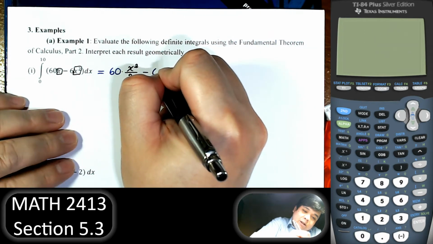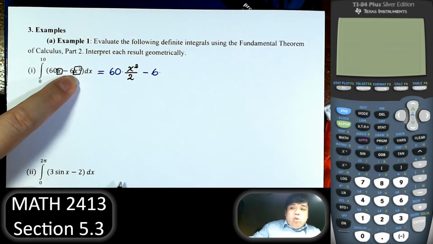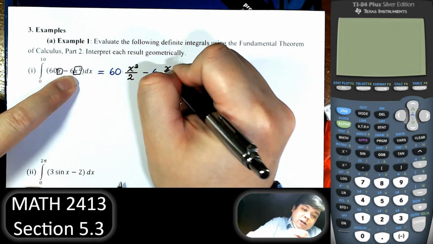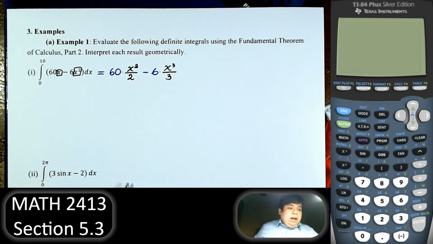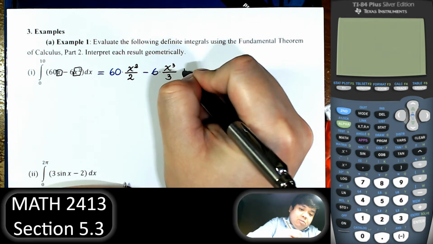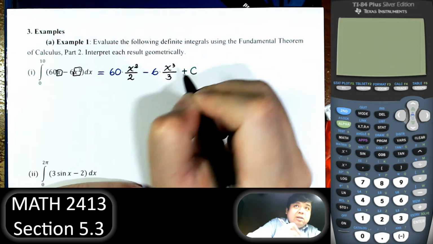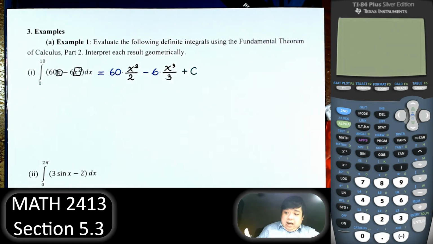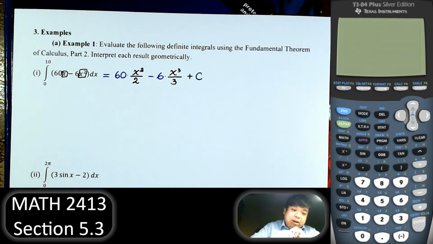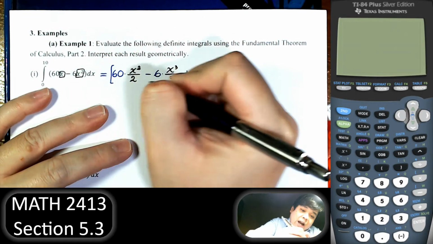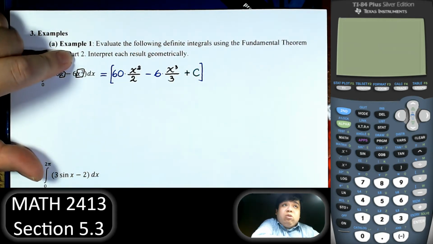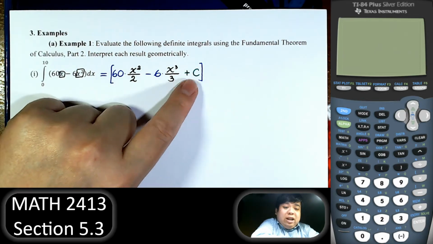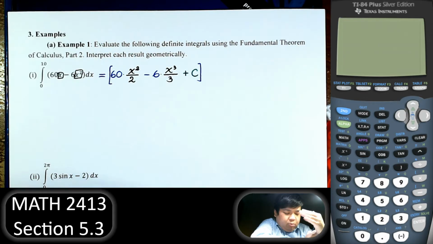Minus 6 times the integral of x squared: increase the power by 1, divide by the same thing as the new power. And then for all the antiderivatives, we would have the constant c. I'm just going to put that c here. Later on we can just let c equal 0. In the fundamental theorem of calculus, we don't need to find all of them. We can just let c equal 0. But for the first step, I just want to do that.